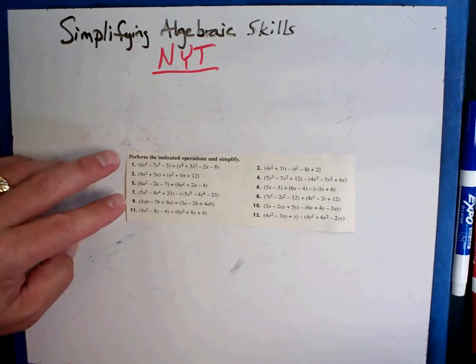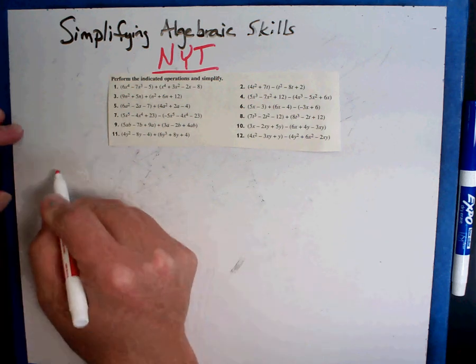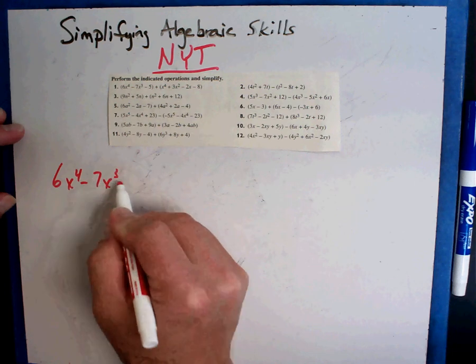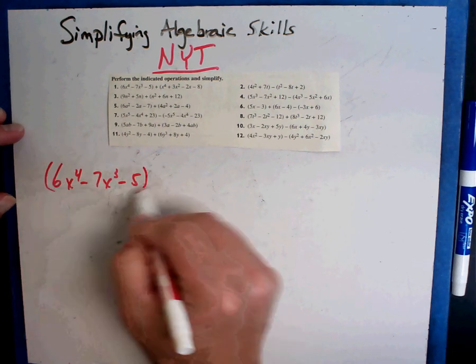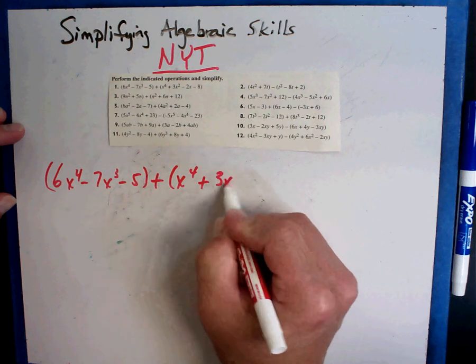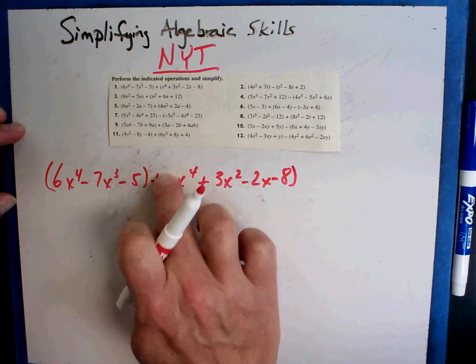All right, let's see how you did. I'm going to just move this up a little bit. I'm just going to work through question number 1 and 2. Number 1, 6x to the 4th minus 7x to the 3rd minus 5. Plus sign immediately tells me none of the signs are going to change. 3x squared minus 2x minus 8. So basically, I can make the parentheses just go away.